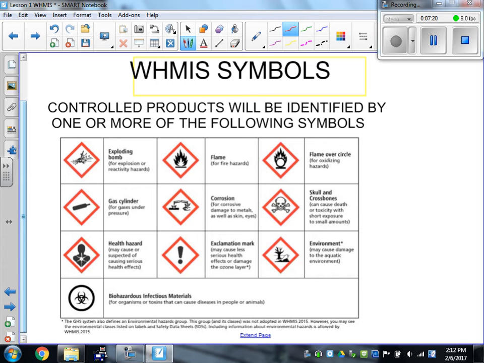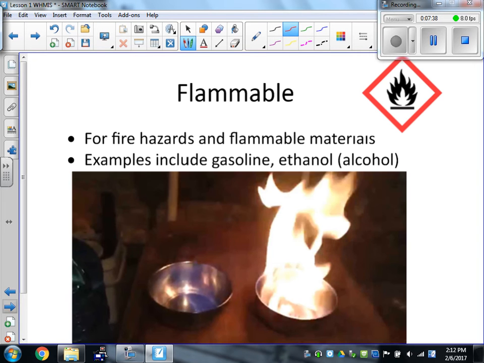Okay. WHMIS symbols. Controlled products will be identified by one or more of the following symbols. Remember, there could be more than one symbol attached to this. Okay, so it could be corrosive, yet it could catch on fire as well. So we need to be aware that it could be one or more of these. Okay, so here we go.